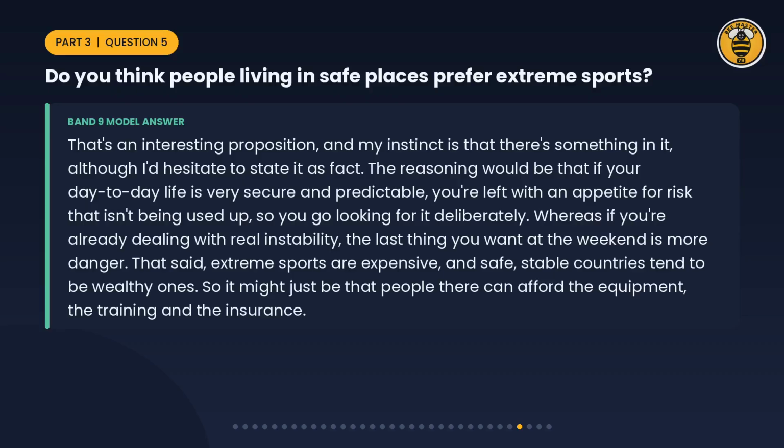That's an interesting proposition, and my instinct is that there's something in it, although I'd hesitate to state it as fact. The reasoning would be that if your day-to-day life is very secure and predictable, you're left with an appetite for risk that isn't being used up, so you go looking for it deliberately. Whereas if you're already dealing with real instability, the last thing you want at the weekend is more danger. That said, extreme sports are expensive and safe. Stable countries tend to be wealthy ones. So it might just be that people there can afford the equipment, the training, and the insurance.